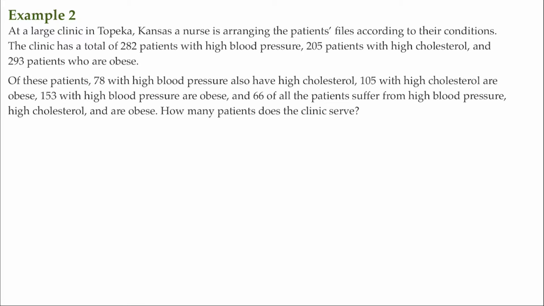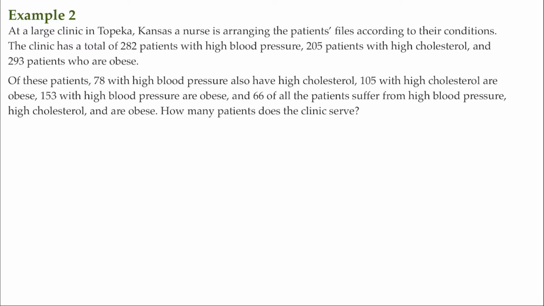So we continue with this example, and it says, at a large clinic in Topeka, Kansas, a nurse is arranging the patient's files according to their conditions. The clinic has a total of 282 patients with high blood pressure, 205 patients with high cholesterol, and 293 patients who are obese. Of these patients, 78 with high blood pressure also have high cholesterol, 105 with high cholesterol are obese, 153 with high blood pressure are obese, and 66 of all the patients suffer from high blood pressure, high cholesterol, and are obese. And the big question is, how many patients does the clinic serve?